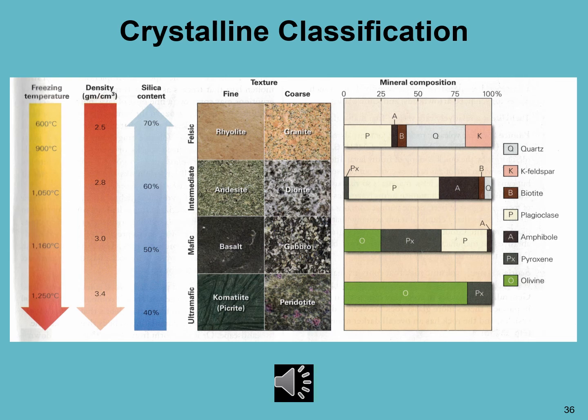Basalt is the aphanitic mafic rock, and gabbro is the phaneritic mafic rock. They both contain the following minerals: olivine, pyroxene, calcic plagioclase feldspar, and amphiboles. Komatiite is the aphanitic ultramafic rock, and peridotite is the phaneritic ultramafic rock. They both contain olivine and pyroxene.